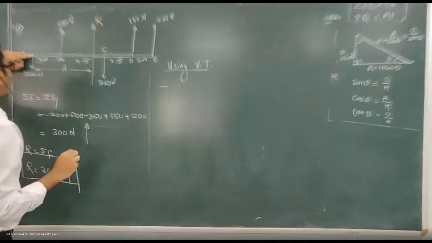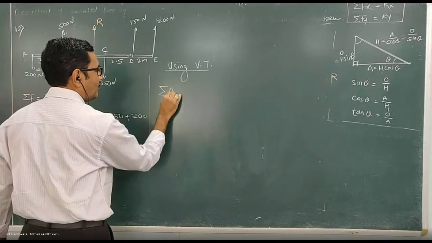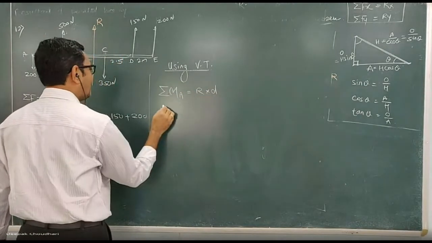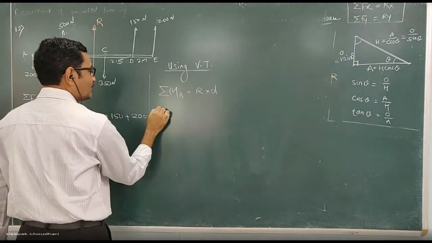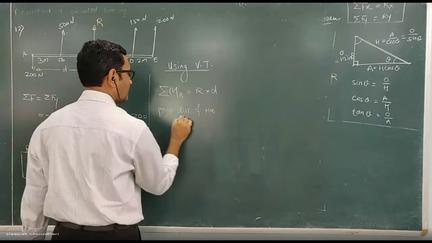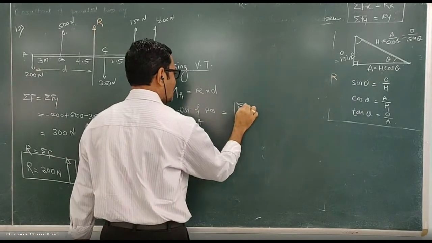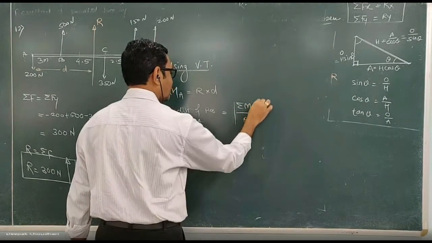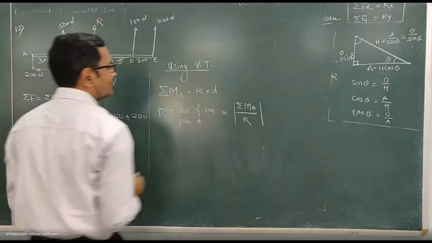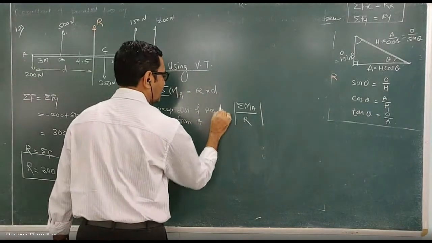What is Varignon's theorem? Since we are calculating the perpendicular distance of the resultant from point A, we'll use Varignon's theorem at point A. Algebraic summation of the moment of all forces about point A equals R into D. Write it like this: R into D. This D is the perpendicular distance of the resultant from A. So the perpendicular distance of the resultant from A equals mod of summation of MA upon R. This summation of the moment may be positive or negative, so take the mod, or just take its magnitude. Understood? Clear?